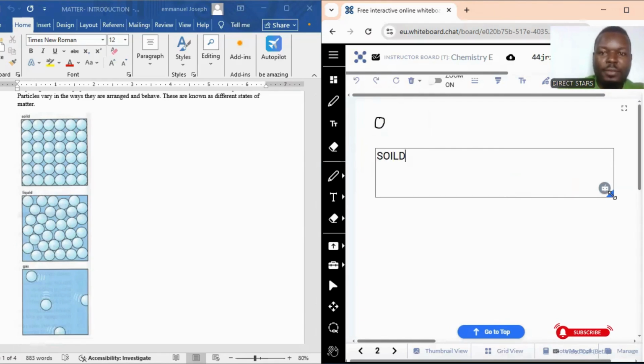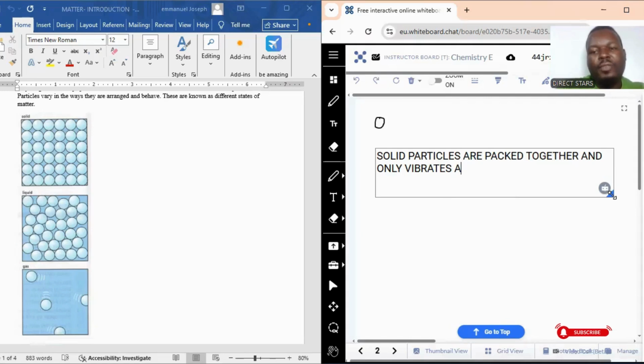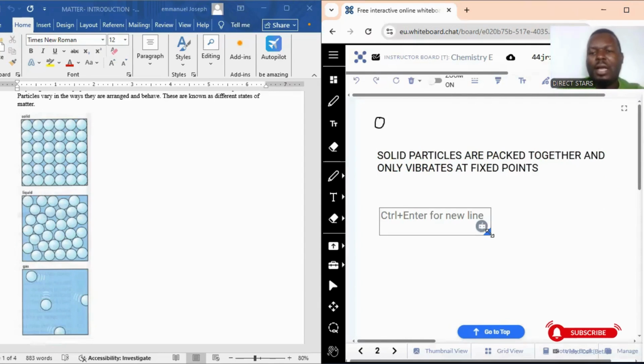So the solid particles are packed together and only vibrate at fixed points. Okay, they only vibrate at fixed points. But the liquid, the particles in the liquid can move relatively.